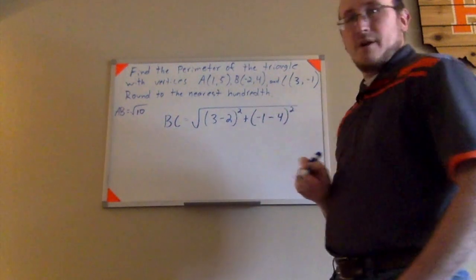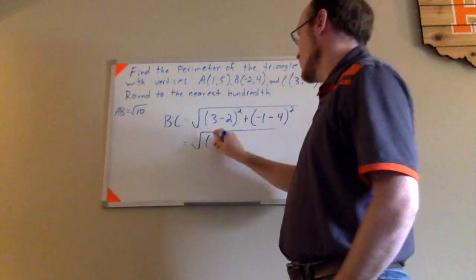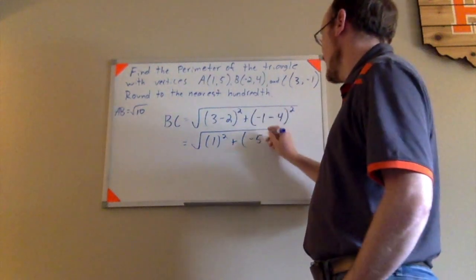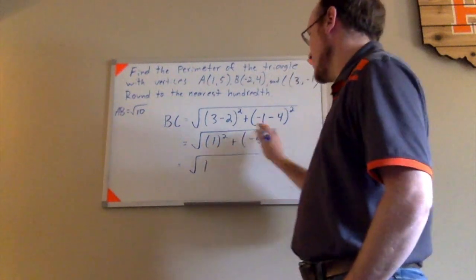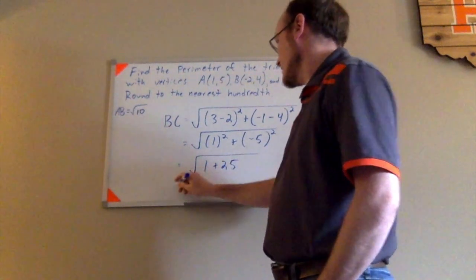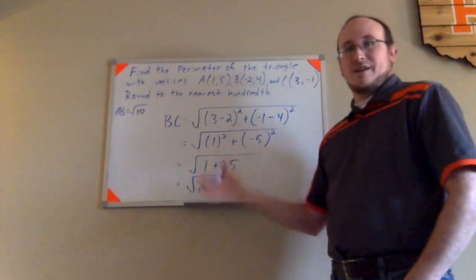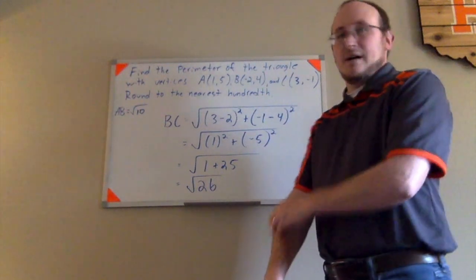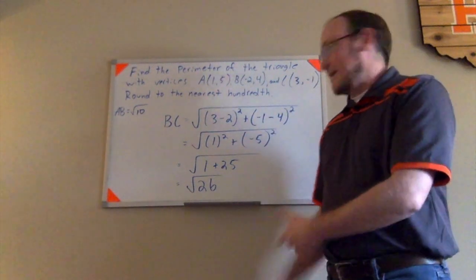Again, that quantity squared. Going ahead and simplifying this a bit. 3 minus 2 is 1. Over here, -1 minus 4 is -5. Squaring each of those, 1 squared is 1. -5 squared is +25. So I have the square root of 26 right there, which again, that radical cannot be simplified. There's not really a point to simplifying it since they want the answer rounded. We're just going to leave it as the square root of 26 for now, and then when we get to the very end, we'll add those all together.